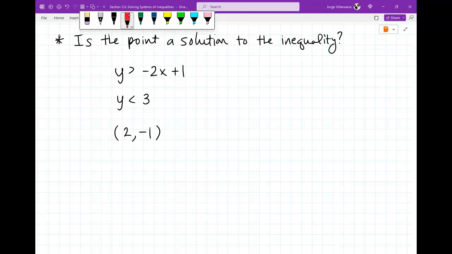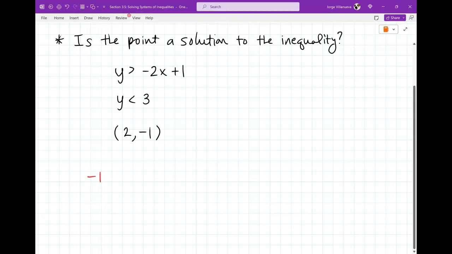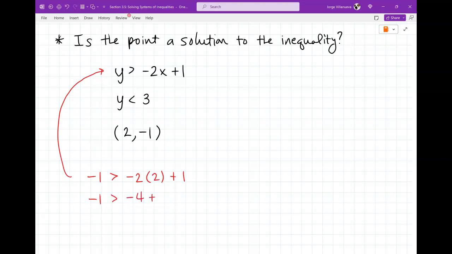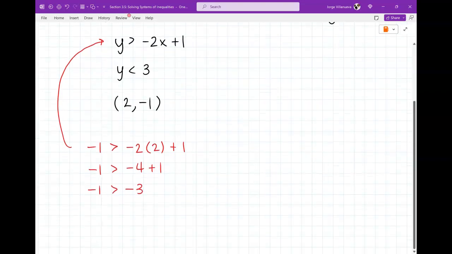So let's start with the top equation, okay? The top equation is going to look like this. Negative 1 is greater than negative 2 times 2 plus 1. Because notice, the x equal to 2, I plugged it in where the x goes. And the y equal to negative 1, I put it in where the y is. Okay, this is this equation right here. Just plugging in a 2 and negative 1. So I get negative 1 is greater than negative 4 plus 1. So negative 1 is greater than negative 3. Is that true or false? That's true. Okay, so far so good.